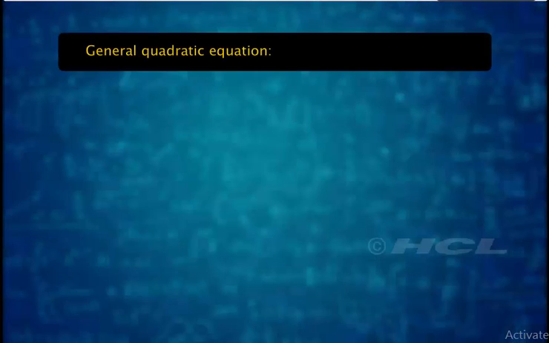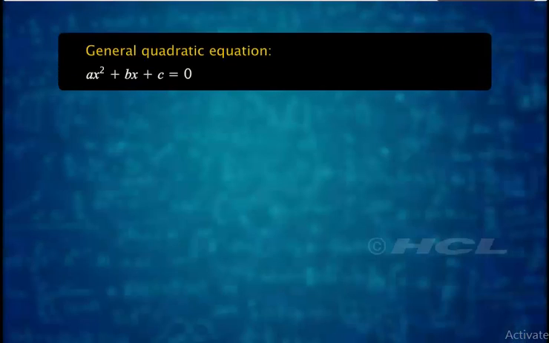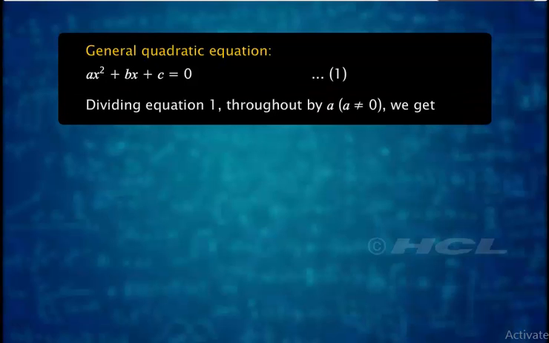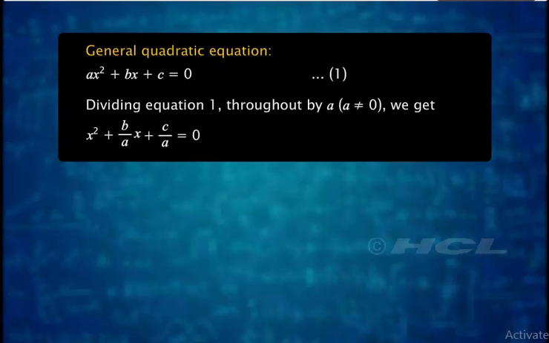To proceed, let's consider a general form of quadratic equation ax squared plus bx plus c equals 0. Let's call this equation 1. Now, divide equation 1 by a as shown to get an equation x squared plus b by a x plus c by a equals 0. Call this equation 2.